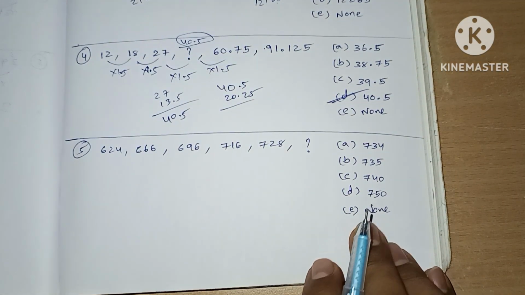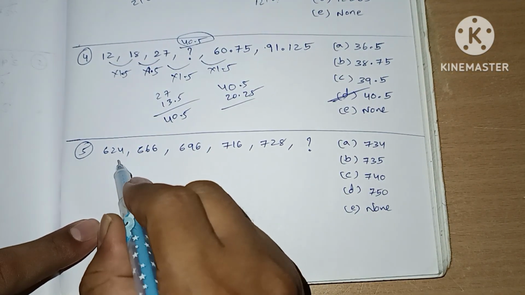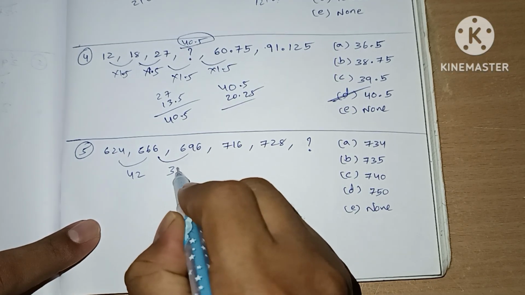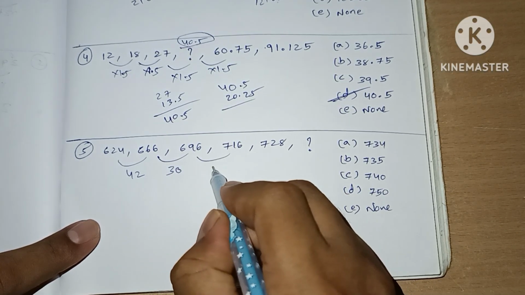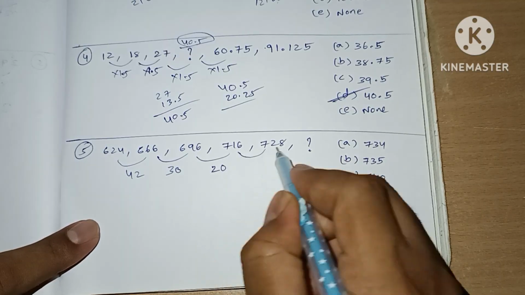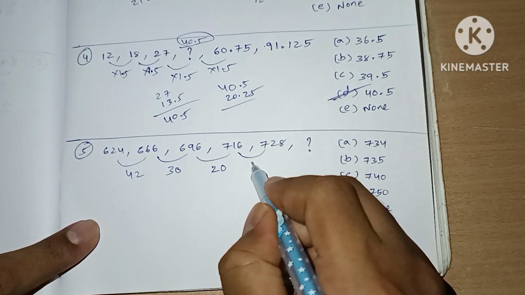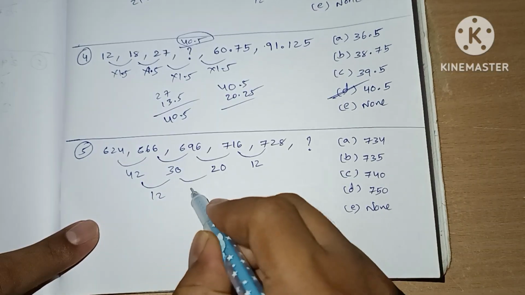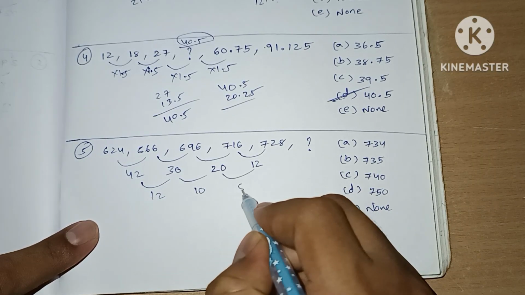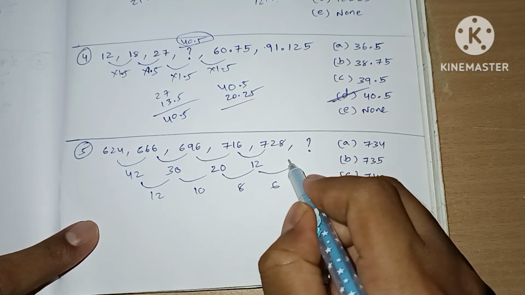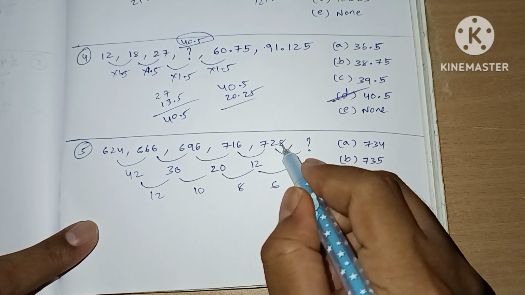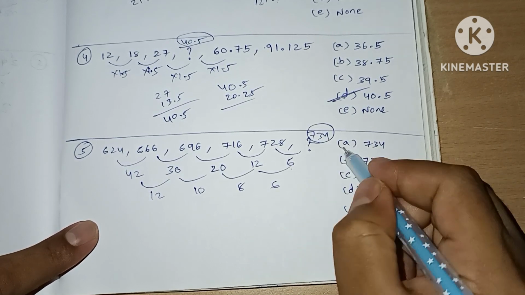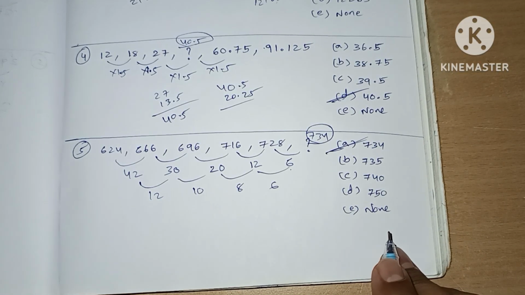Next question. Here we have a difference of 42. Here the difference is 30. Here the difference is 20. Here the difference is 12. Here the difference is 10. Here the difference is 8. So here the difference must be 6. So 728 plus 6 will be 734 is our answer. Option A is our answer.